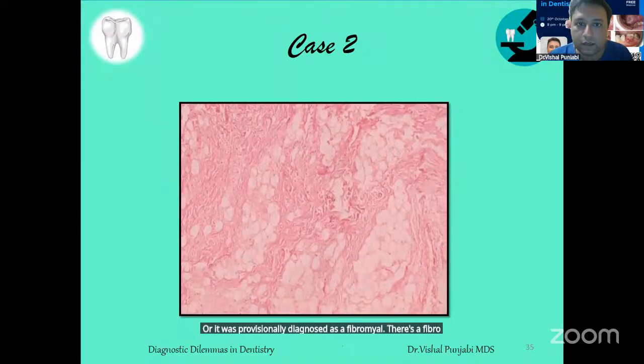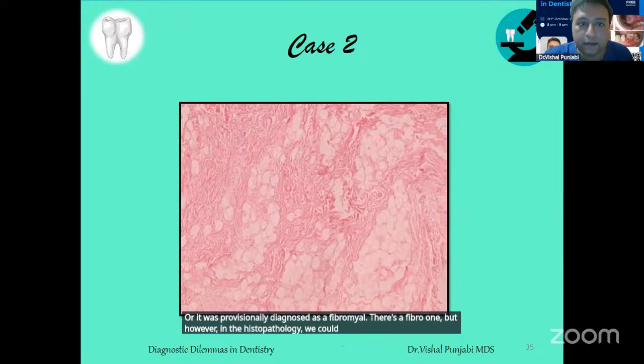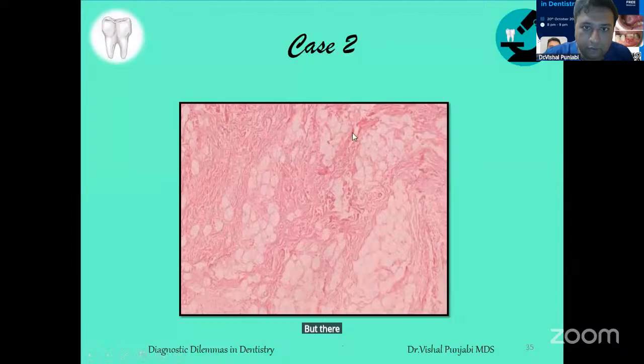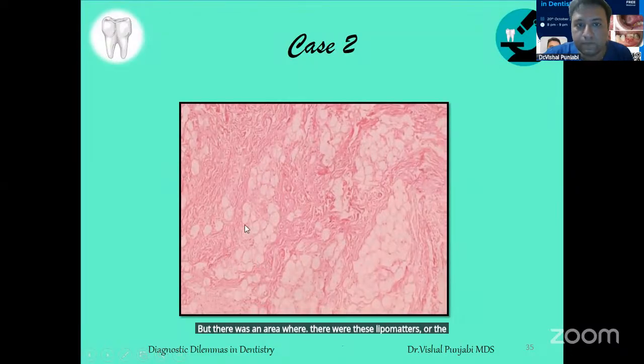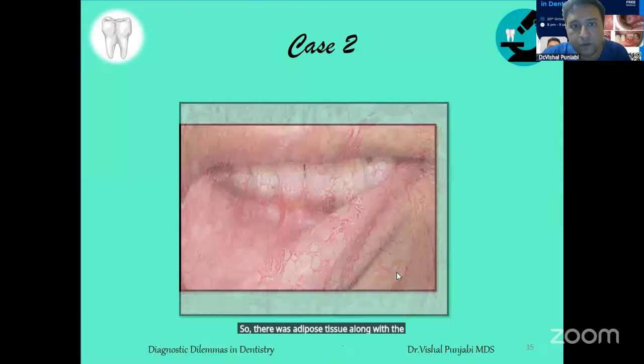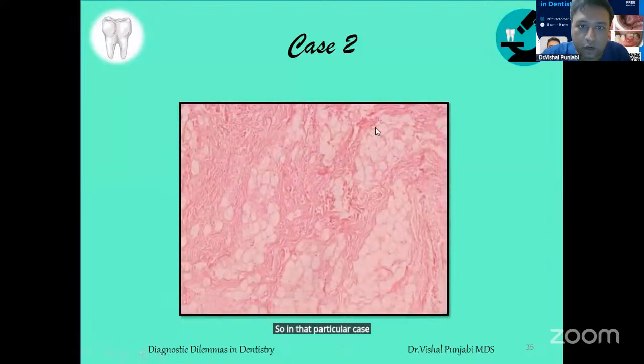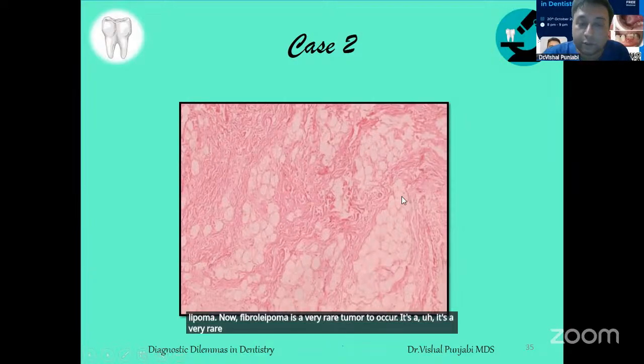But however, in the histopathology, we could appreciate that in certain areas it is a fibroma, but there was an area where there were lipomatous components, or adipose tissue. So there was adipose tissue along with the fibrous tissue. So in that particular case, what we could call it was a fibrolipoma. Now, fibrolipoma is a very rare tumor to occur. It's a very rare tumor to occur, especially on the lower lip.